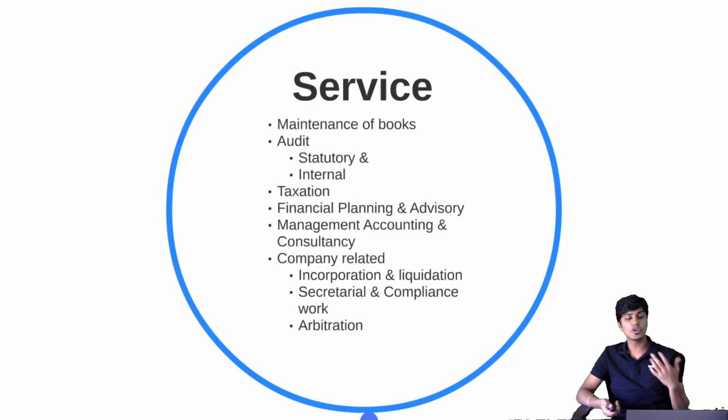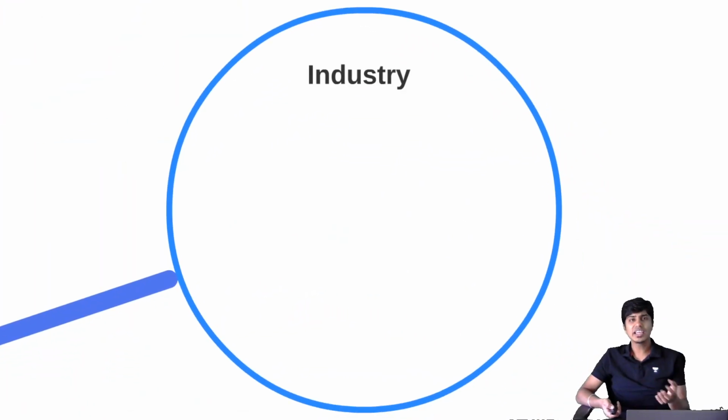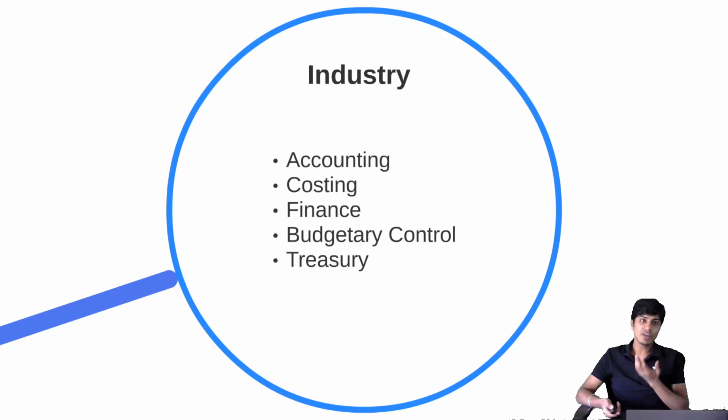Services: you can give services of maintaining books, audit both statutory and internal. You can help people in planning their taxes, financial planning and advisory, management advisory and consultancy, company related work like incorporation, dissolution, arbitration, secretarial work. All of these are the services a chartered accountant can give. And next, he can work in industry. Work in industry means work in companies in the field of accounting, in the finance team, in the costing team, in the budget control team, and in the treasury team.